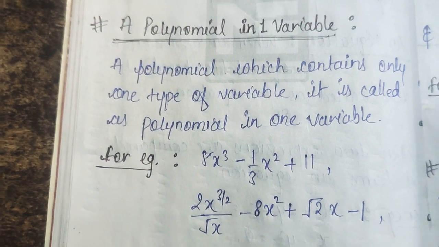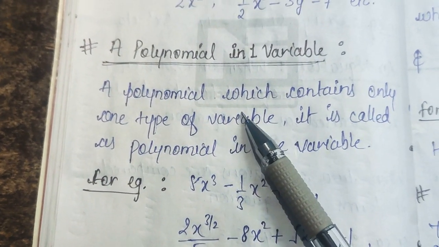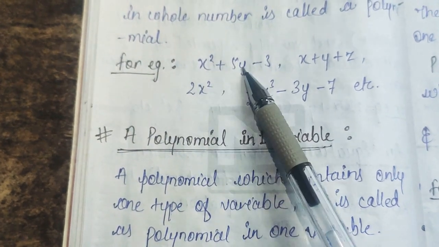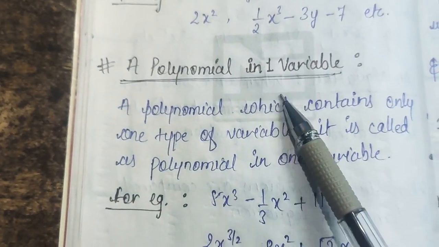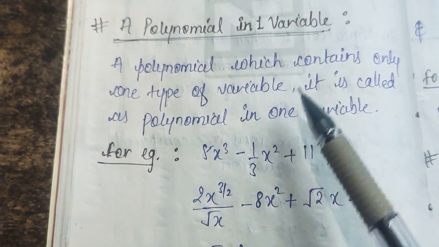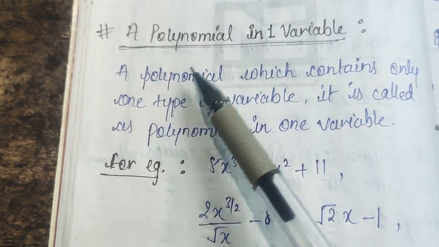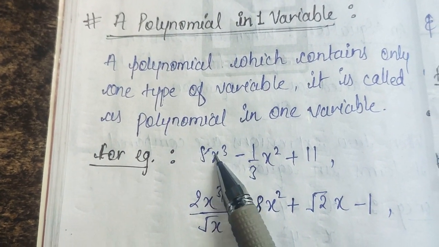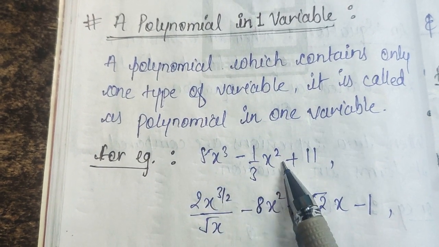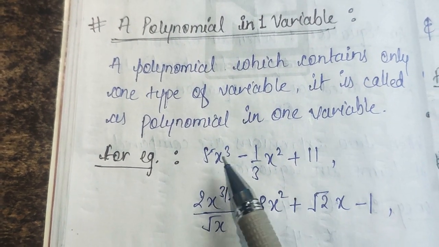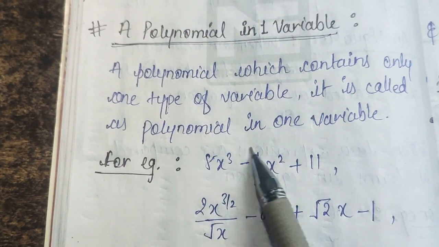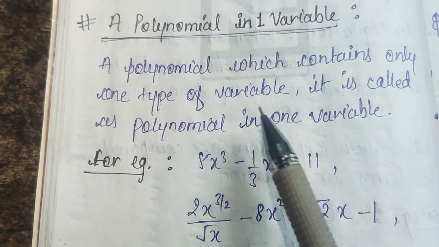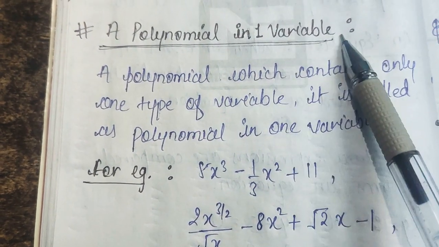Now moving to the polynomial in one variable. We can have polynomial examples in different numbers of variables, like x, y, and z and so on. If the polynomial contains only one type of variable, then you say the polynomial is in one variable. The example can be 5x cube minus 1 by 3 x square plus 11 and so on. That means an expression which is a polynomial and involves only one type of variable, so you say the polynomial is in one variable.